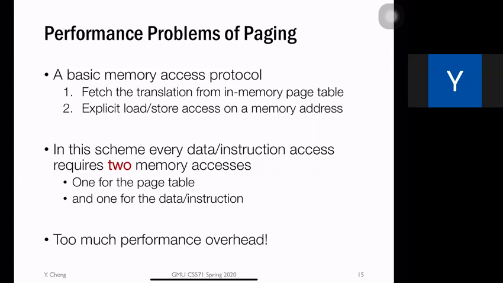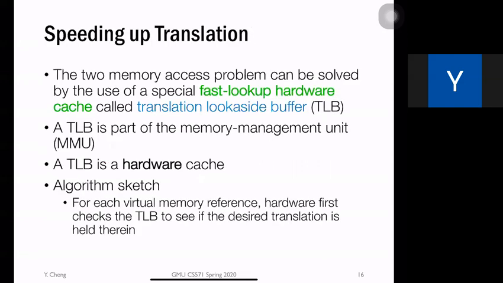Okay, so this basic memory access model is performance costly. It incurs too much performance overhead because in this mechanism, every data or instruction access gets translated into two physical memory accesses. Okay, so that motivates a need to really speed up this memory translation process, which is the very first physical memory access targeting each and every data or instruction memory reference.